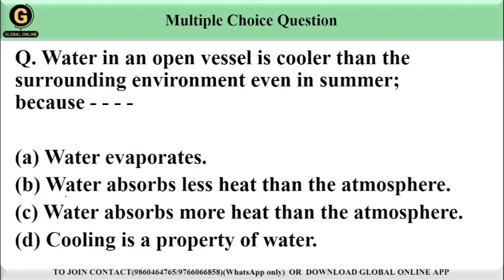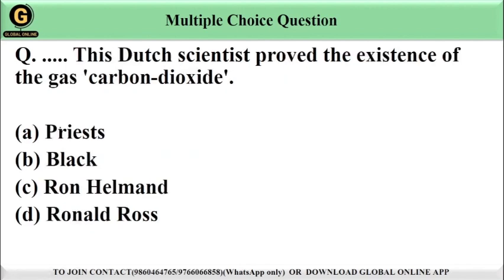So students, the condition given is water which is kept in open vessels. So as we all know, water has a property of evaporation. Water in an open vessel is cooler than the surrounding environment because of evaporation. When water evaporates, it changes from liquid state to the gaseous state. This process requires heat energy which is taken from the water itself. As a result, the temperature of the remaining water decreases, making it cooler than the surrounding environment, even during hot weather. So the correct option for this question will be option A, water evaporates.